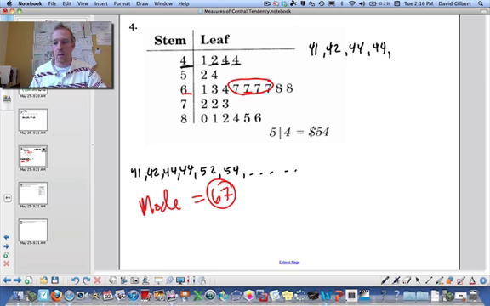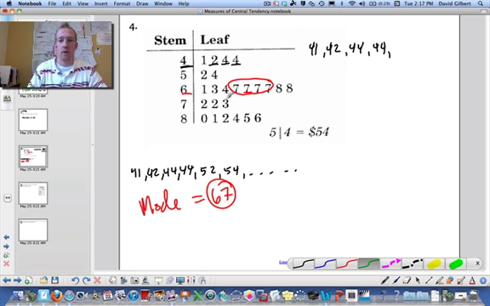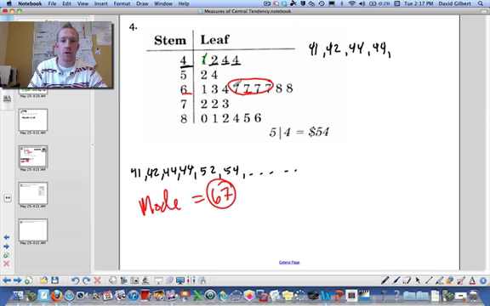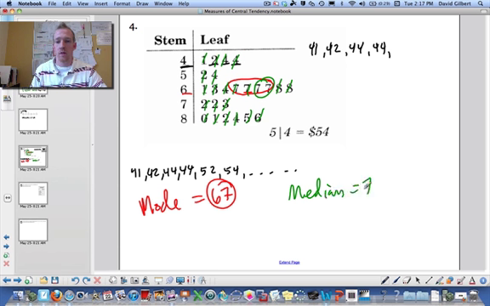Our median, since it's in order, we can count back and forth. So first, last, first, last. This is the longer way to do it, but you'll always get it when you do it this way. First, last, first, last, bam. These are your 2 middle numbers. They're the same, so if you average them, you just get a 7, so your median is 7.